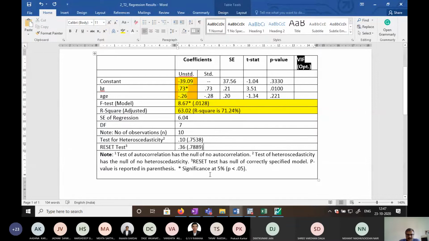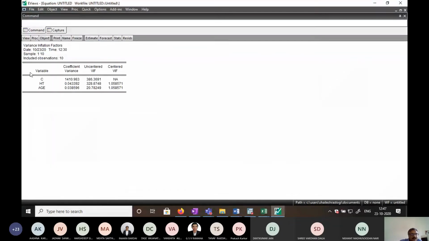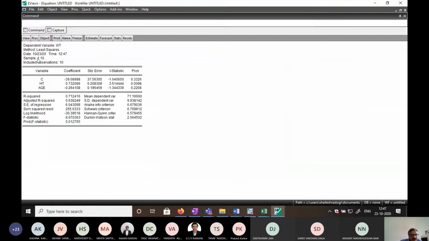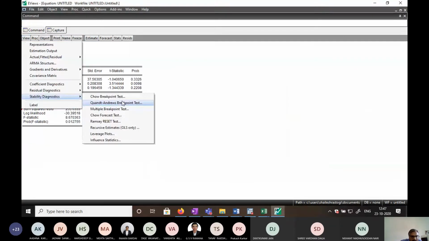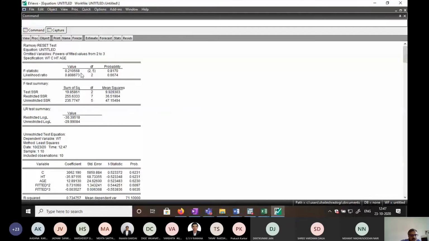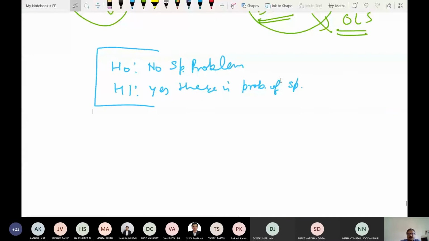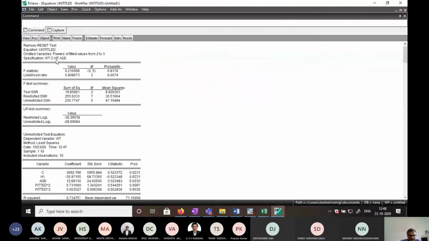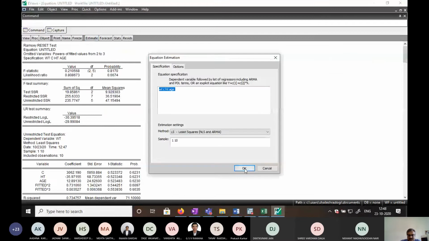So with the reset test, we can complete our discussion of regression analysis. If you want, I can show you here also. It can be a stability test, and we have the Ramsey reset test. Fitted terms, put 2, and you will find the F statistic. Again, this is the value and this is the probability, which is again more than 0.05. So the null is the same, that there is no specification problem. And that is it.